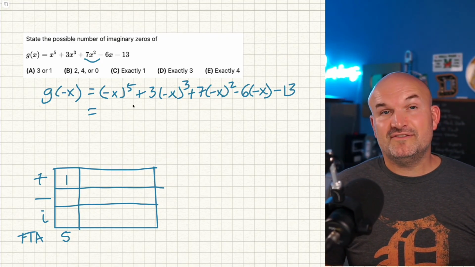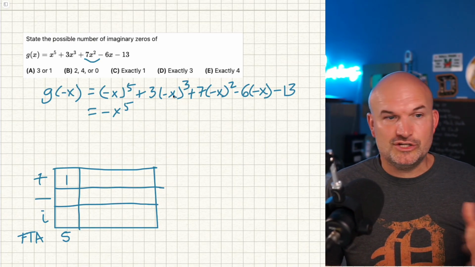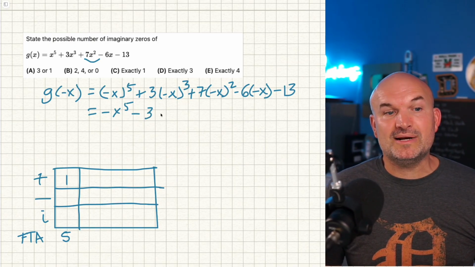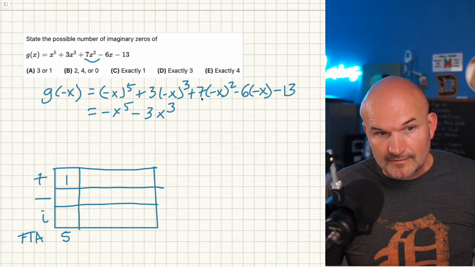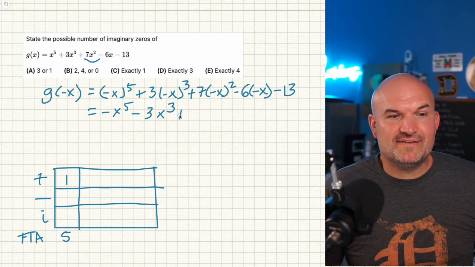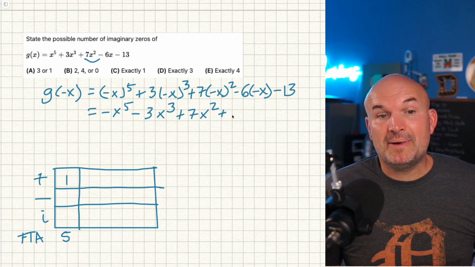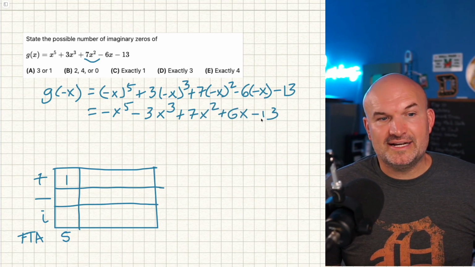So negative x to the 5th is going to be negative x to the 5th. Negative x cubed is going to be negative x cubed times a positive 3, that's now turning to 3x cubed. Over here, negative x squared, that's even, so now it's a positive x squared. Times 7 is going to be a positive 7x squared. Negative x times a negative 6 is going to be a positive 6x, and then minus 13.